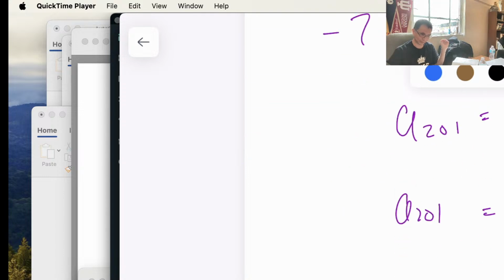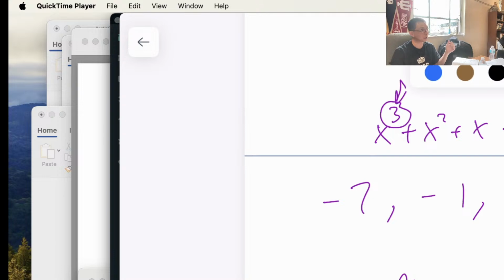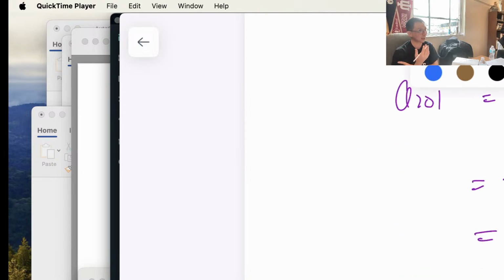Okay? So remember that when we have this as the third power, that means there are 3 solutions. The solutions could be real, could be complex. But that's also by the same guy.